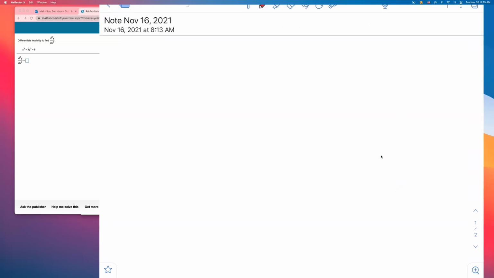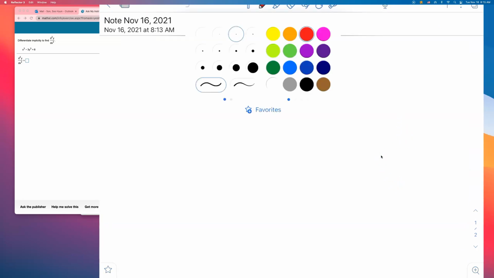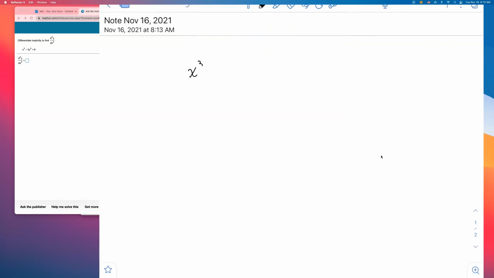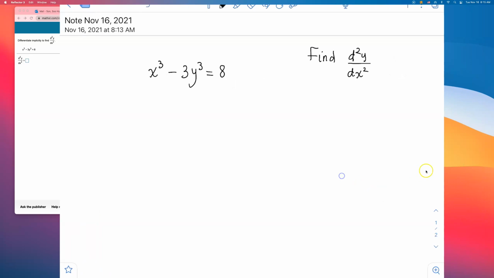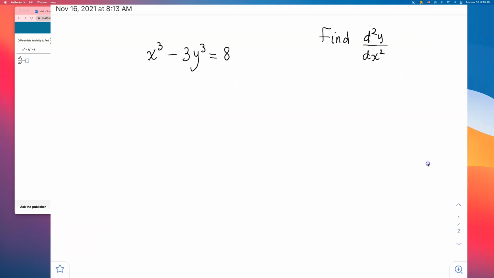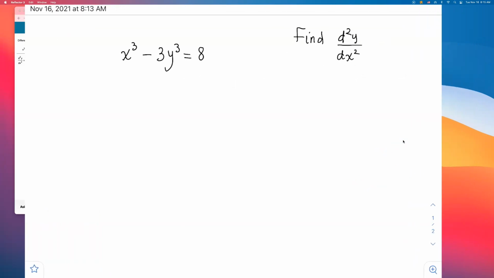So we have x to the third power minus 3y cubed equals 8. The goal is to find the second derivative of y with respect to x. All right, so let's find that. I will differentiate both sides implicitly first.